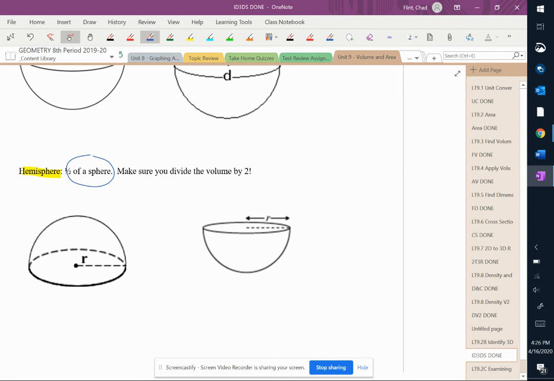Hemisphere is a common question because a lot of times they're filling these things full of water and they're doing different things like that with them. If that's the situation, then you're going to be more likely to have a hemisphere than a sphere because a sphere is not going to have an open top that we can put something into. So be ready for hemisphere questions and remember that we've got to take care of this right here, divide the volume by 2 anytime we see one.